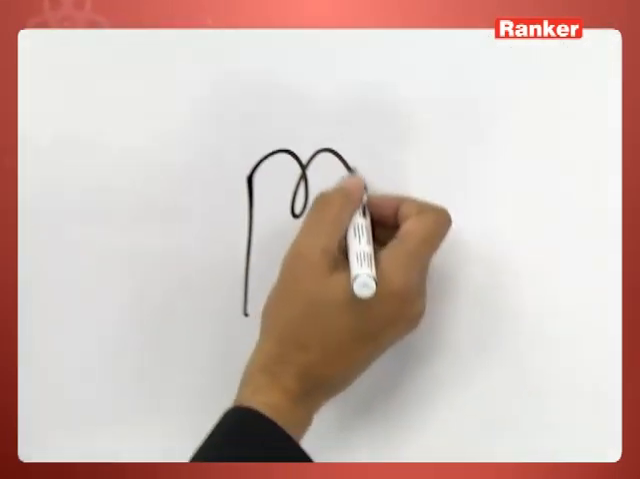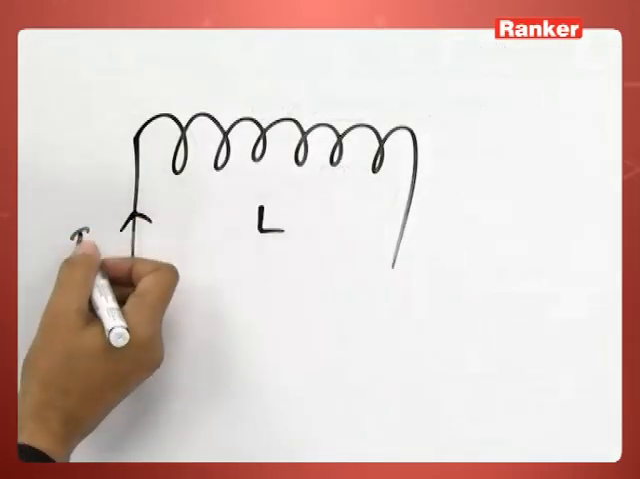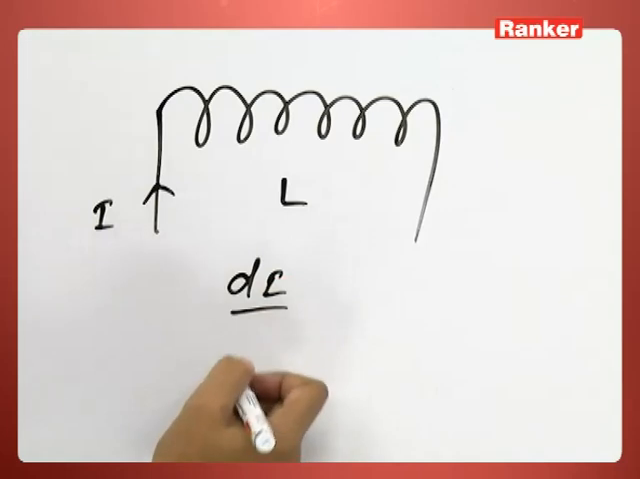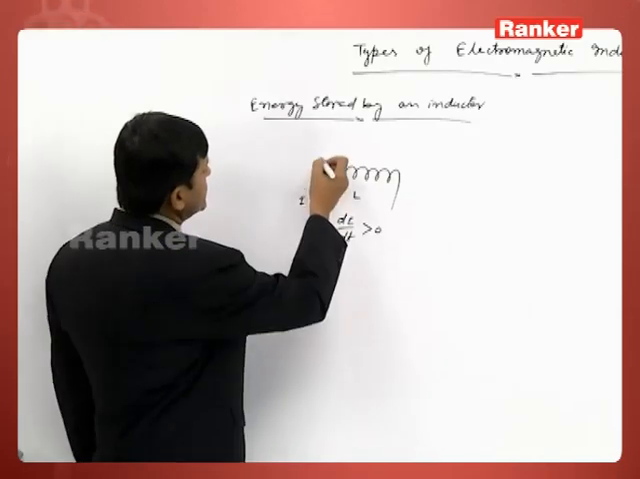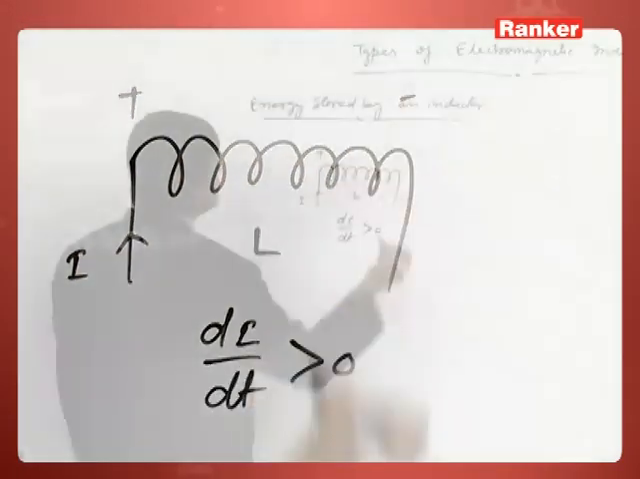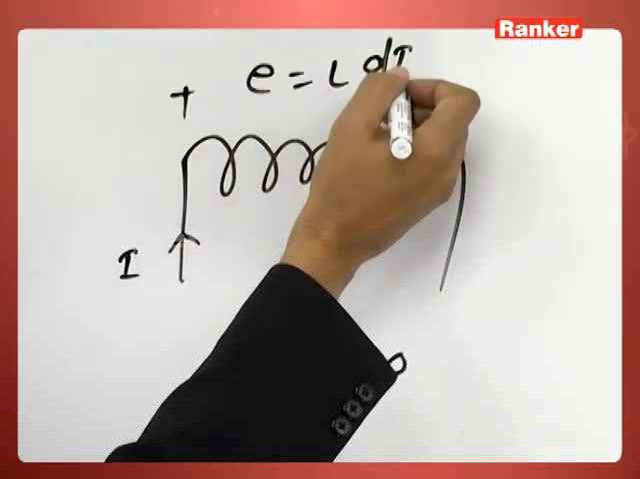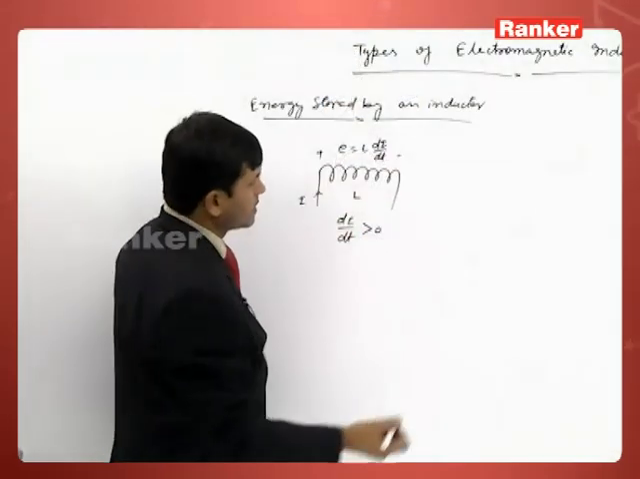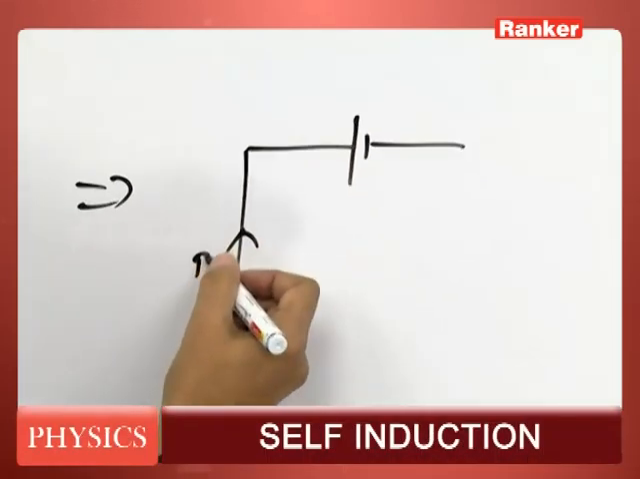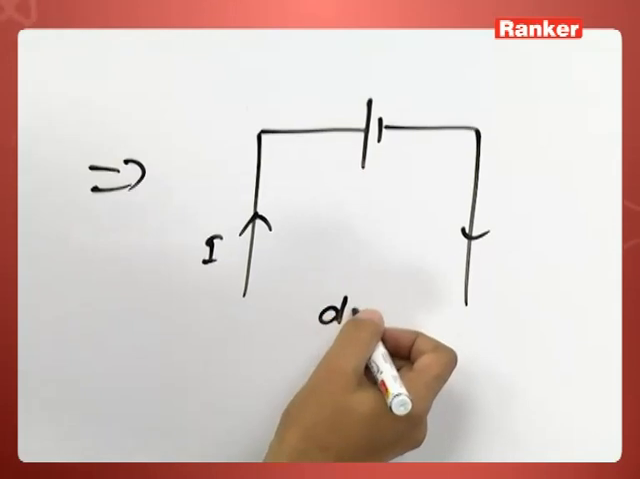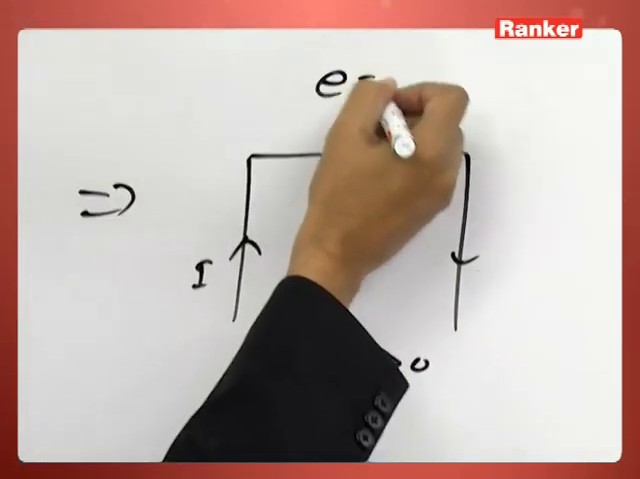So this is our inductor having self inductance L, I is the current, and di by dt is greater than 0. So when di by dt is greater than 0, since flux is increasing, EMF develops here that is equal to L di by dt. It is just like a battery or charging, where it acts like a cell with an EMF.